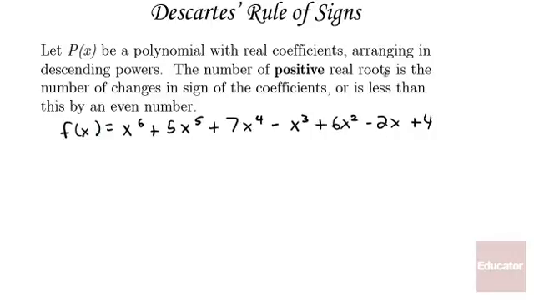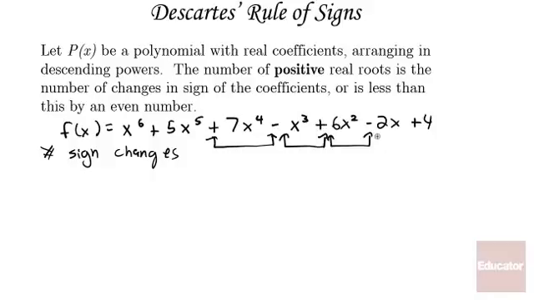The number of positive real roots is the number of changes in sign of the coefficients, or is less than this by an even number. Let's look at what that means. I want to look for the number of sign changes of the coefficients. So here this coefficient is 1, and that's positive. 5 is positive. 7, positive. -1. So there's a sign change. This is positive, this is negative, so that is 1 sign change. Now here I'm going from -1 to +6. Again, I have a sign change. Here I'm going from a positive to a negative. Another sign change. Negative to positive. Another sign change. That gives me 1, 2, 3, 4 sign changes.